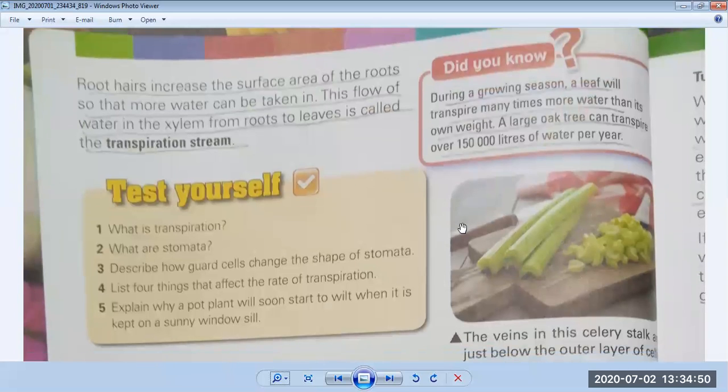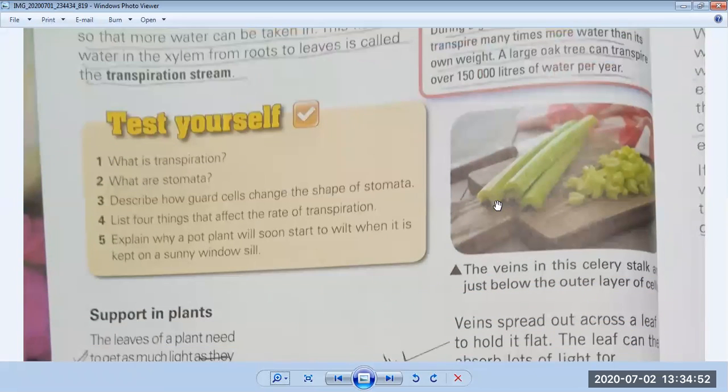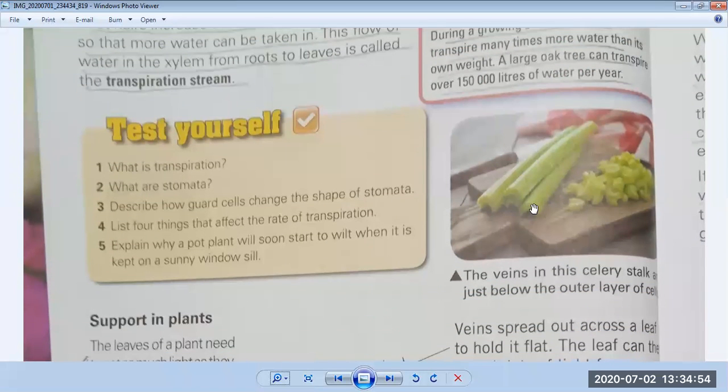Celery stalk. It is a celery herb which is used in Europe as a vegetable, as a salad, and it belongs to the family of carrot. So the veins in the celery stalk are just below the outer layer of the cells. So you can see its veins are present outside its body.